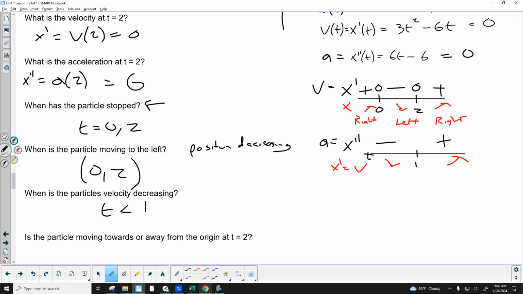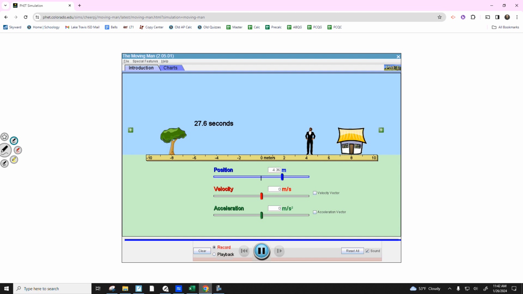Now here is a new question. This is a question we actually haven't done. And I'm going to change it to be 1 because it doesn't work out at 2. Am I moving towards or away from the origin at t equals 1? Okay, guys, back to my dude. There's the origin. We're not talking about the point 0, 0. We're talking about a position of 0.